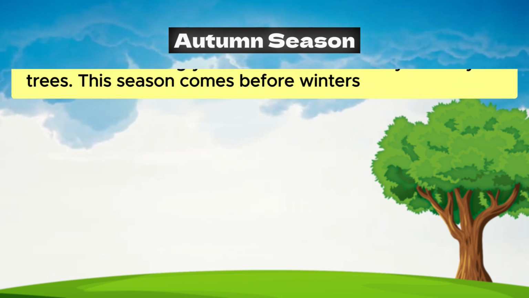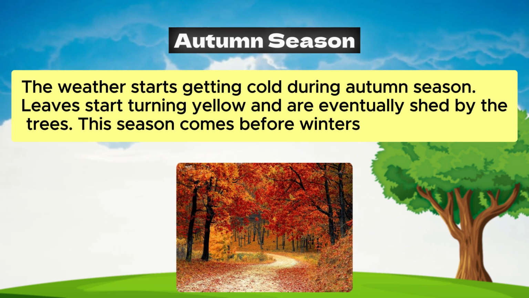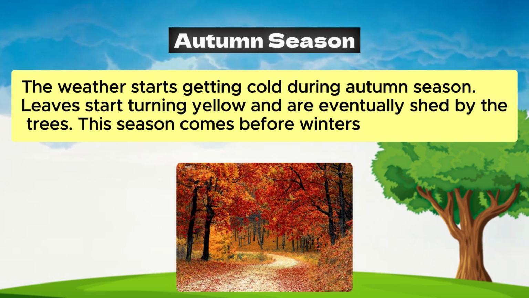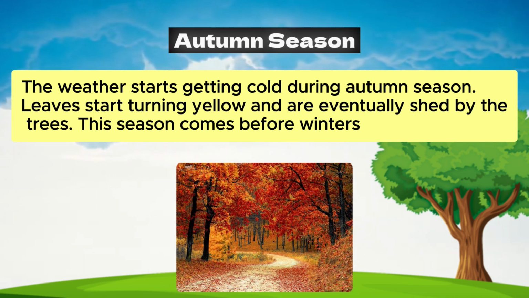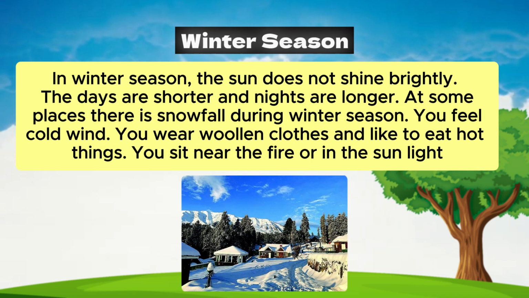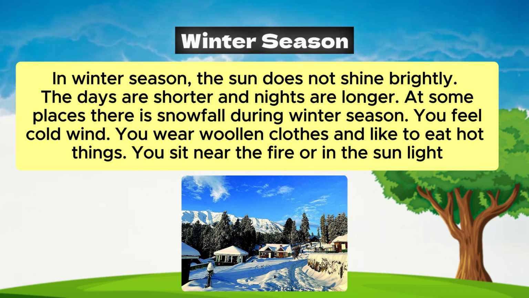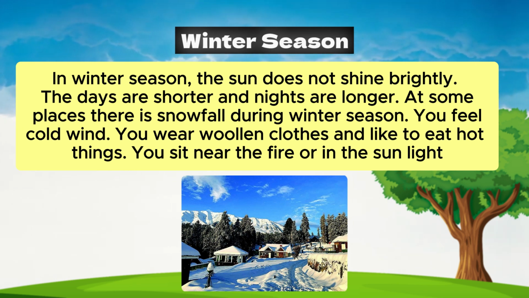Autumn season. The weather starts getting cold during autumn season. Leaves start turning yellow and are eventually shed by the trees. This season comes before winters. Winter season. In winter season, the sun does not shine brightly. The days are shorter and nights are longer. At some places there is snowfall during winter season. You feel cold wind. You wear woolen clothes and like to eat hot things. You sit near the fire or in the sunlight.